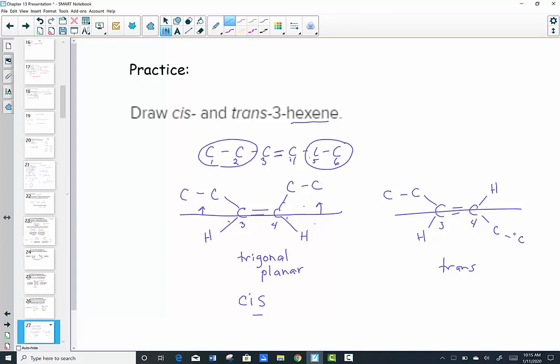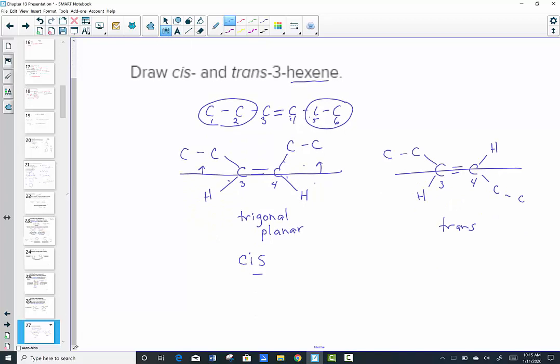If I was drawing trans, 1, 2, 3, 4, 5, 6, between carbon 3 and 4, there's a double bond. Notice that the double bond has the next carbon chain going down and the next carbon chain going up from the double bond. I draw the plane, one is coming down, the other is coming up. So that's the trans configuration.